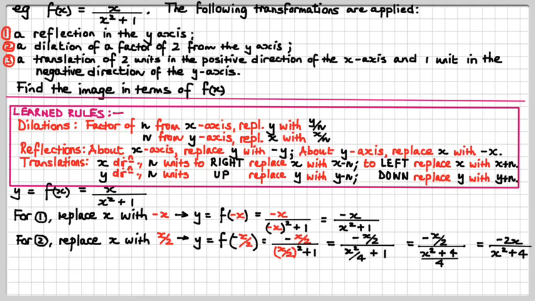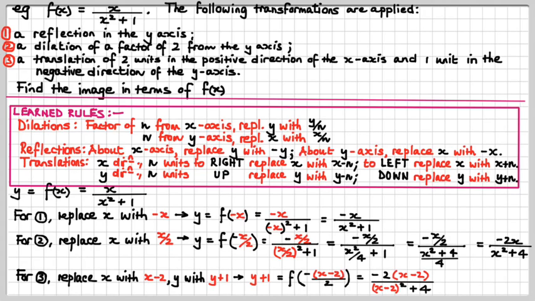Yes, that's right, that's good. So that gets that bit. It's even a bit complicated with this quick technique. For the third one, which was a translation of 2 units in the positive x direction and 1 unit in the negative y direction, we replace x with x minus 2 and y with y plus 1. We get that.